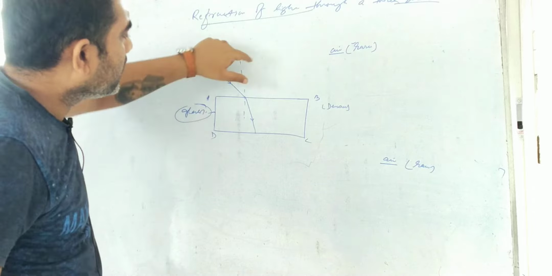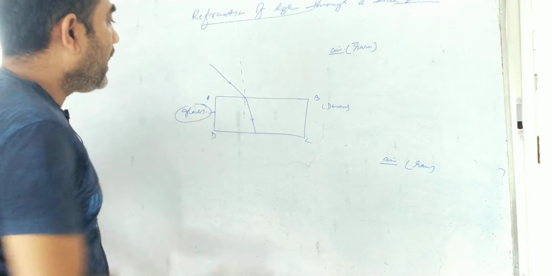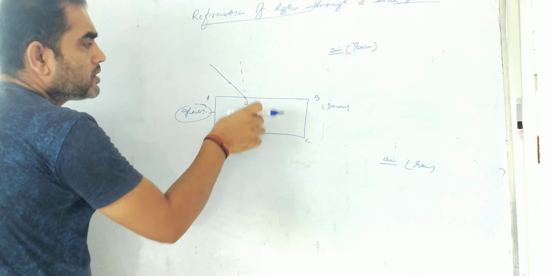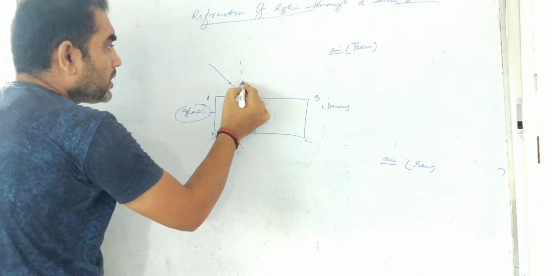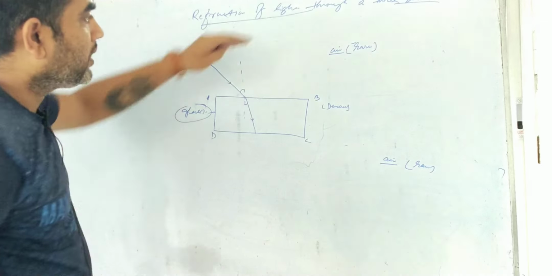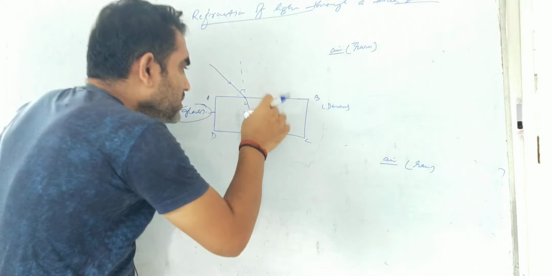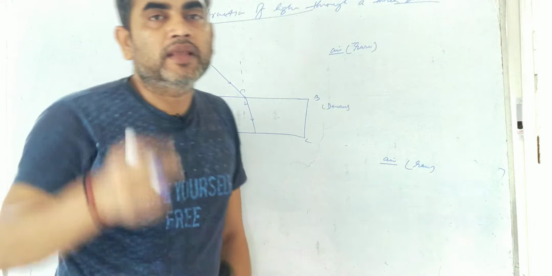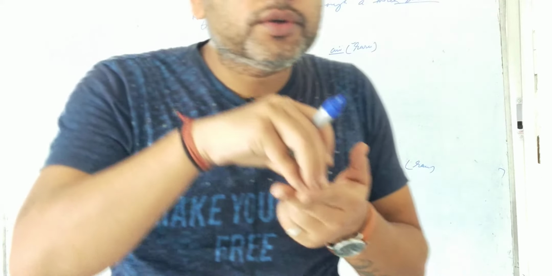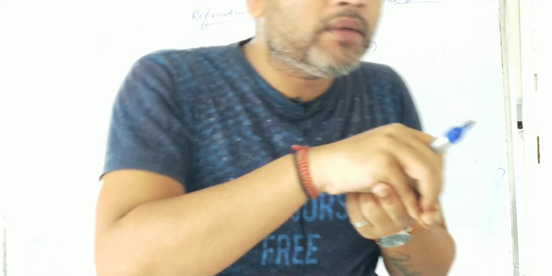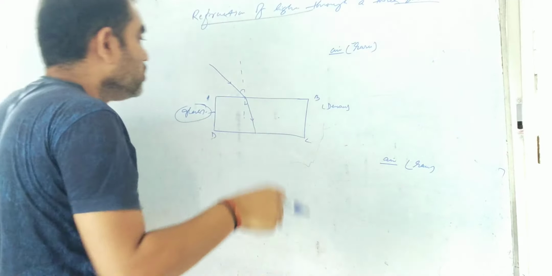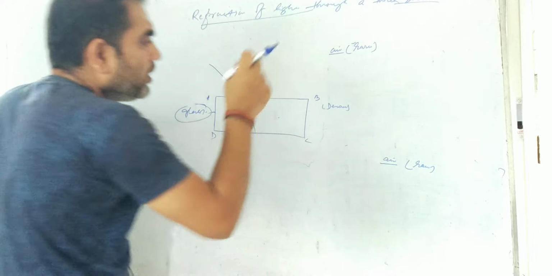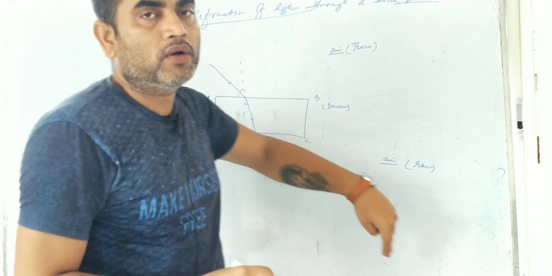So light entered into the glass, and while entering the glass it bends towards the normal. Now this time, from the glass, light is going to enter into the air. That means this time light is going to enter from the denser medium into the rarer medium. So whenever light enters from the denser medium to the rarer medium, it bends away from the normal.